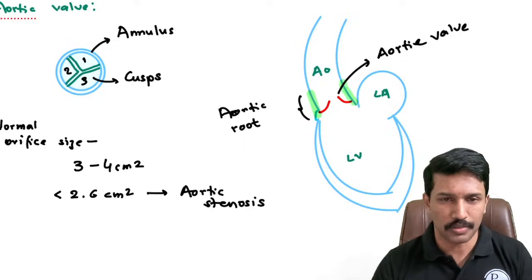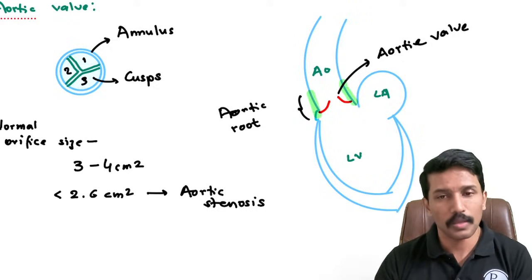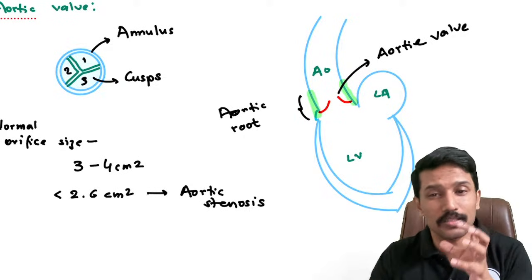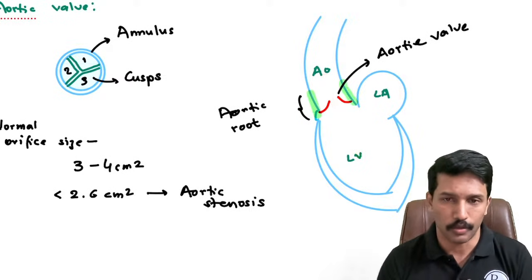Normal opening is 3 to 4 centimeters square; less than 2.6, we are considering it as stenosis. And this stenosis is going to affect the systole of the cardiac cycle, because during systole, the blood moves from left ventricle to aorta. Okay.